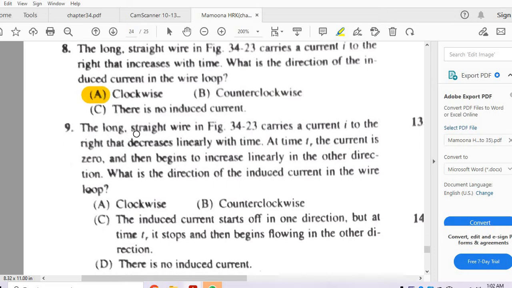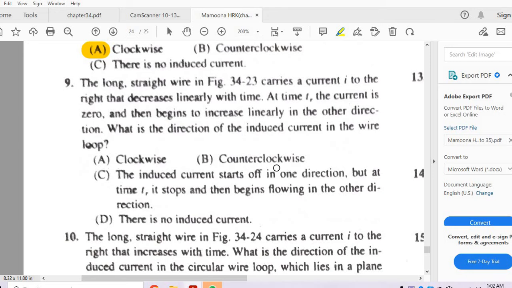Question number 9: the long straight wire in figure 3423, again the same figure, carries a current I to the right that decreases linearly with time. At time t_r, the current is 0 and then begins to increase linearly in the other direction. What is the direction of the induced current in the wire loop? Options are: clockwise; counterclockwise; the induced current starts off in one direction, but at time t_r it stops and then begins flowing in the other direction; there is no induced current.